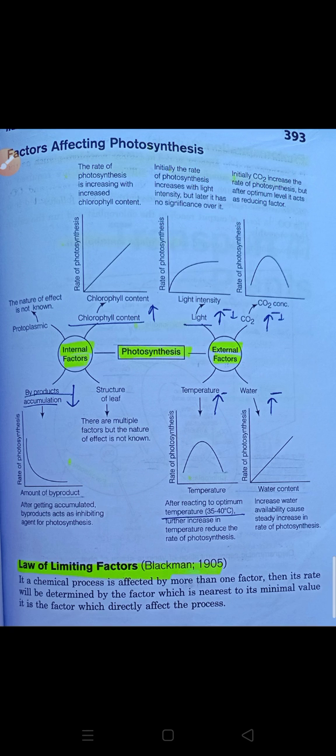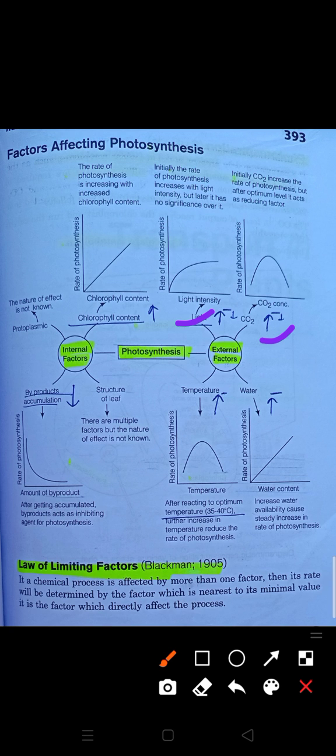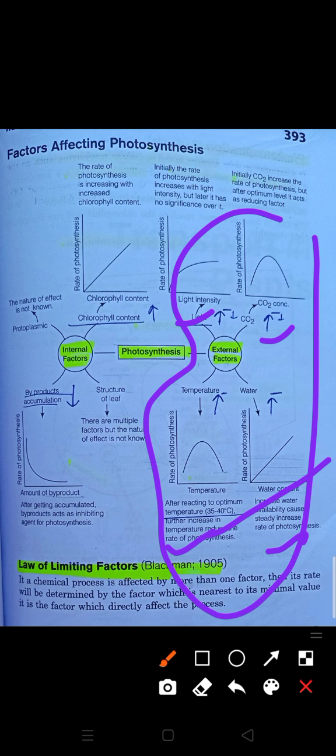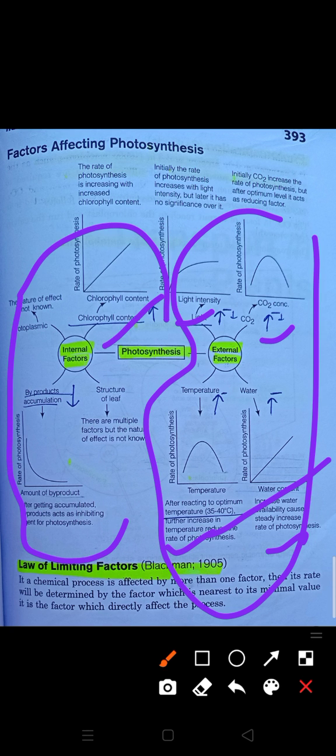Okay, external factors, you can see that light, availability of carbon dioxide or water, temperature, these are the external factors. And internal factors, as I told you, chlorophyll, or how products are accumulating inside the leaf, the structure of a leaf, whether it's narrow or broad. Structure of the leaf is also responsible for photosynthesis, and cytoplasmic activity also. These are the factors by which we can say that the process of photosynthesis is affected.